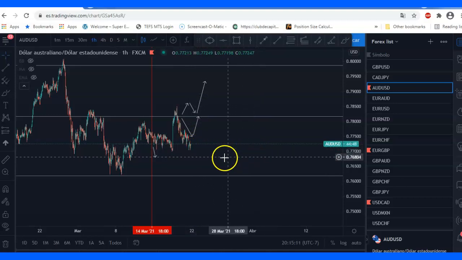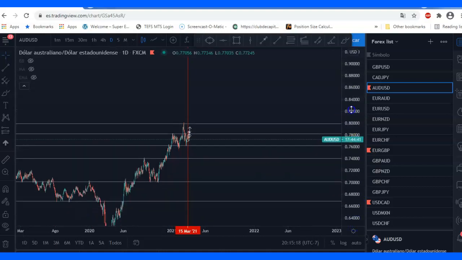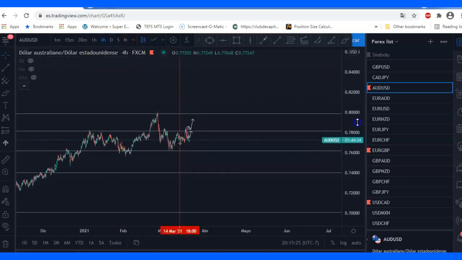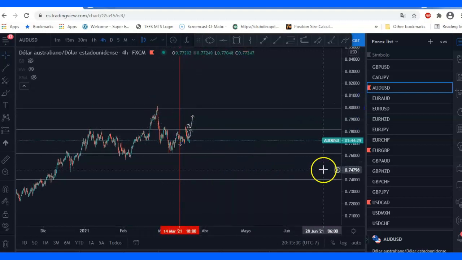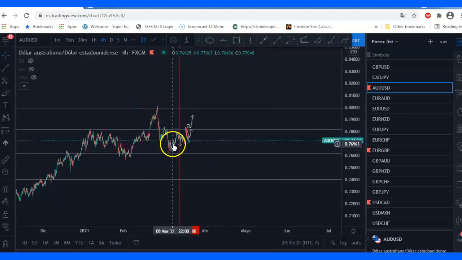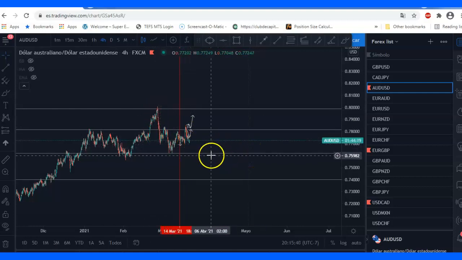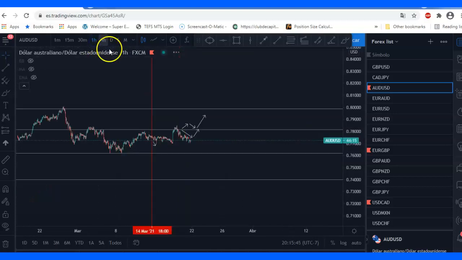Because it's an indecision. Okay, let's look at the bigger picture in the daily. Obviously, we're in a big uptrend. In the daily, we can see that, and in the 4 hour, my first bias is that this move is a correction in this move right here. So it all depends on what the market does here.